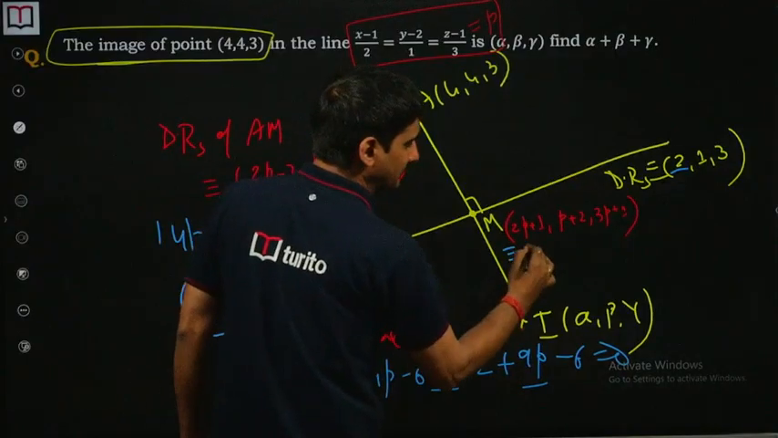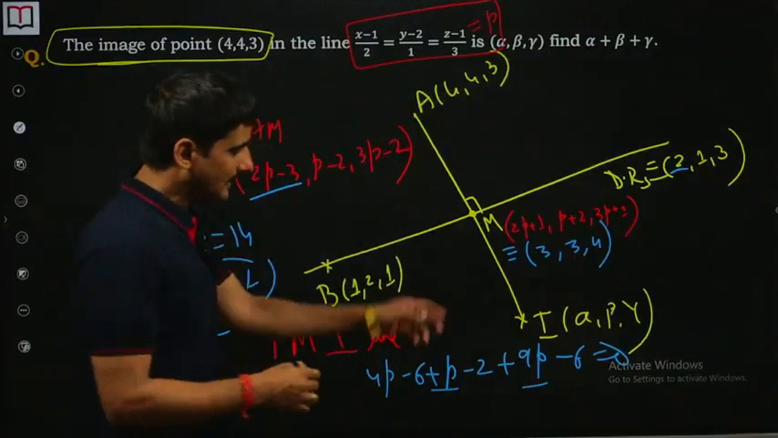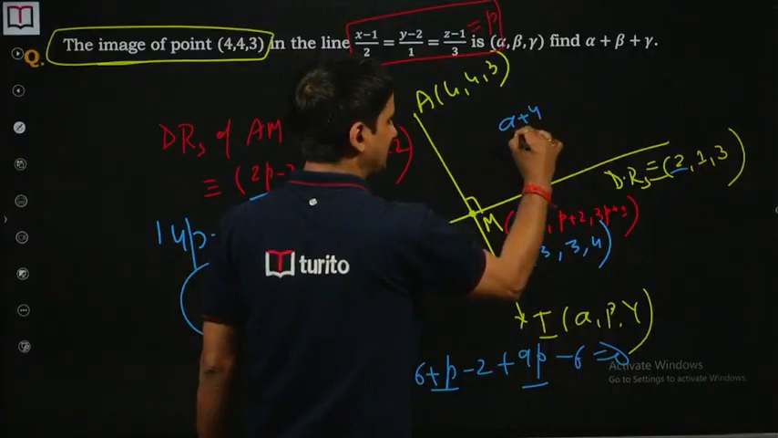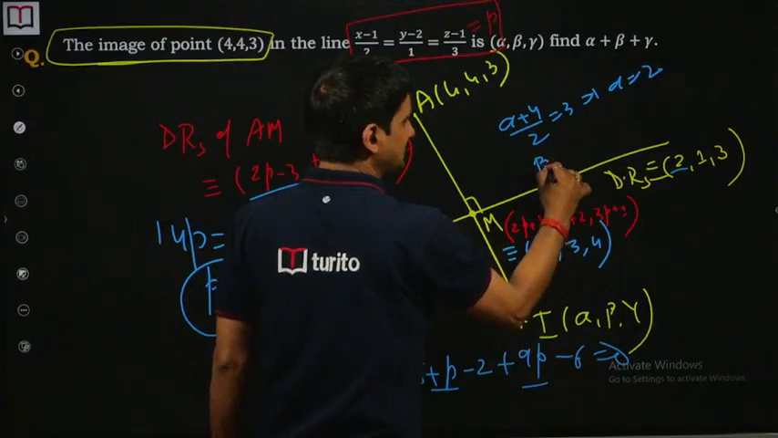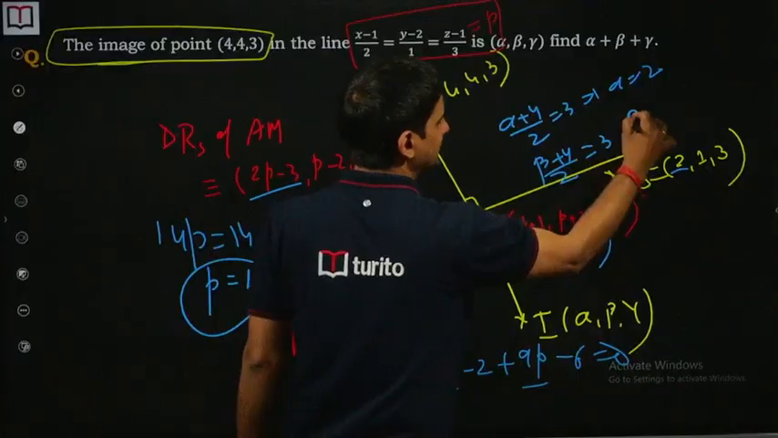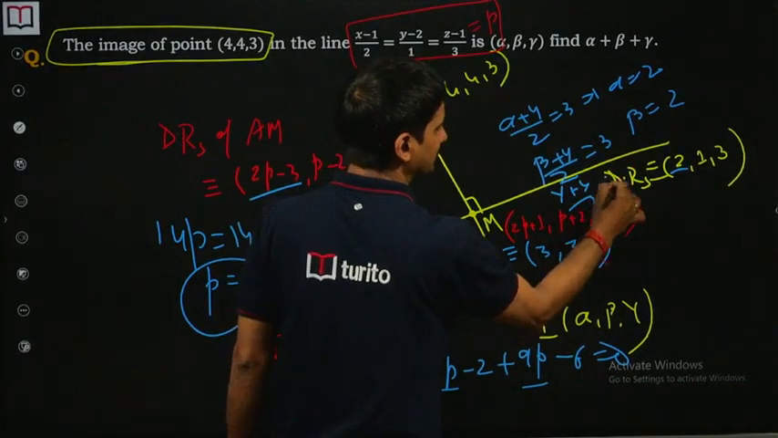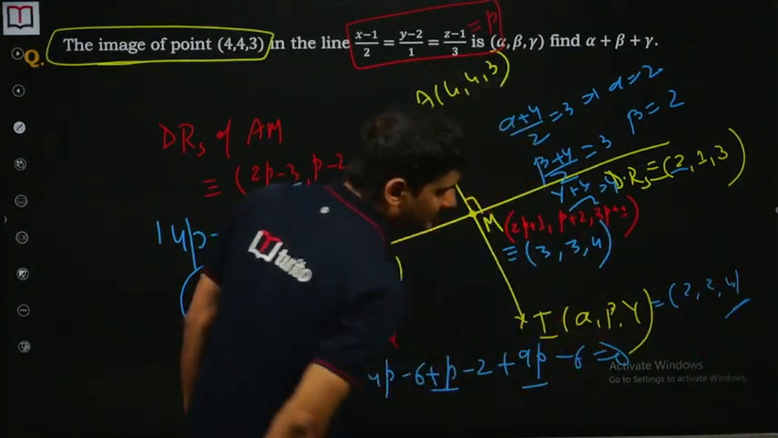So you got m. So how much is it? 3, 3, and 4. So m is the midpoint of a and I. So alpha plus 4 by 2 is 3. So hence alpha is 2. Similarly, beta plus 4 by 2 is equal to 3. So beta is also 2. And gamma plus 4 by 2 is equal to 4. So gamma is 4. So the point is 2, 2, 4. Okay, so that should be the answer.